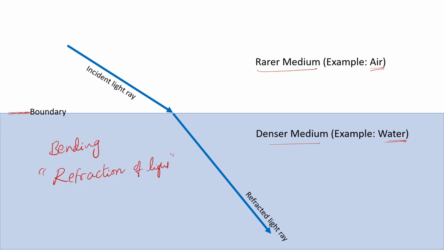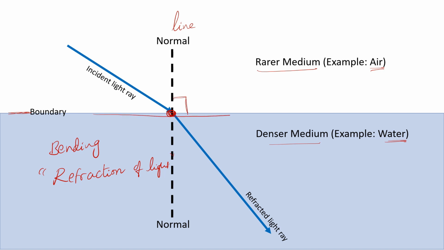Nice. Now, in order to understand more about the refraction of light, we need a normal at the point of incidence. The normal is just a line. This is not any light ray. This is the normal line, the perpendicular line to the boundary, which is very important in this topic.